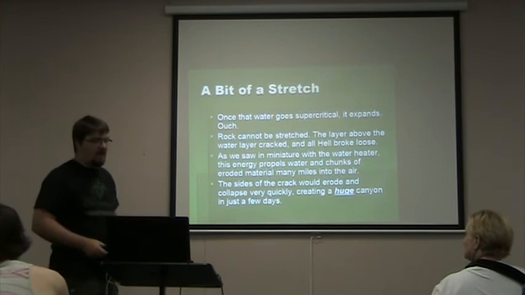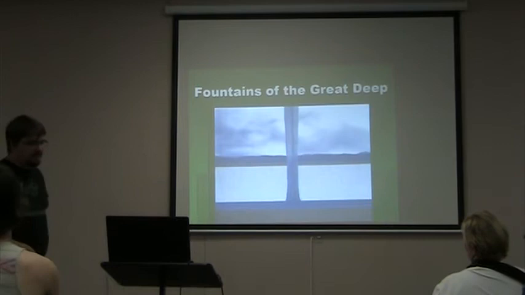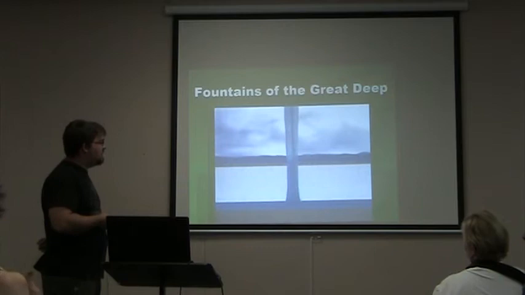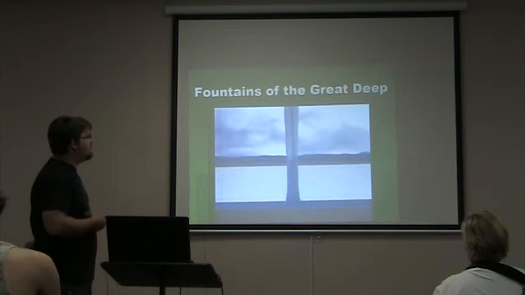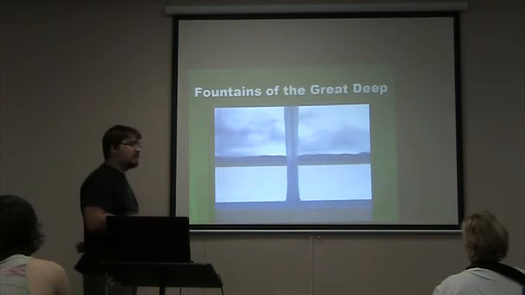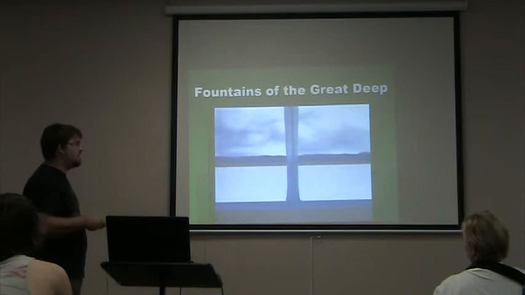So this is a pretty crude illustration, but it kind of gives you an idea of what we're talking about. So we have the subterranean water layer, we have the crustal plates on either side, all right? We have the fountains of the Great Deep just broke open, okay? And we are jetting material up into space at the moment. Lots of water, lots of rock and debris and mud and junk. Okay, a little bit of iron and nickel from the plates as well.